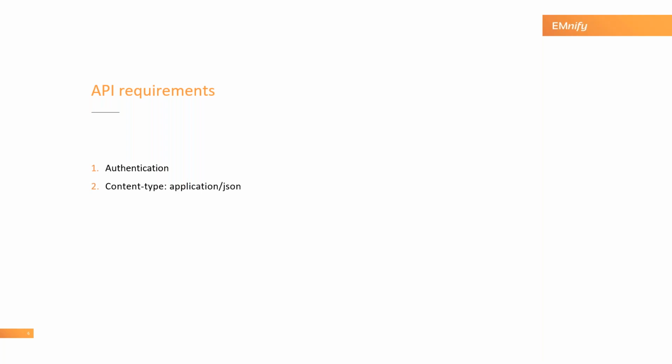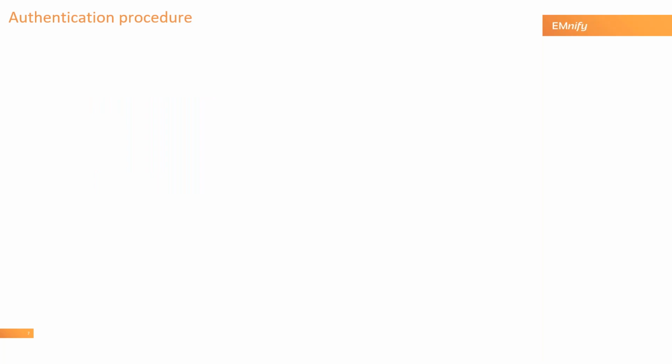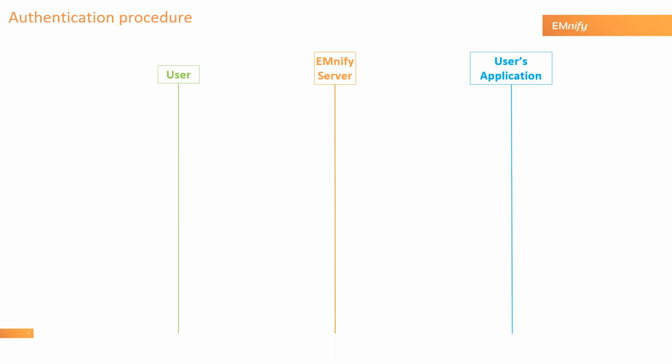So let's see how the authentication works. Basically, as a customer of EMnify, you have an account and your user, which has access to the EMnify user interface, and you can authenticate with your credentials. What you want to do is give access to your application. You want your application to be able to use the EMnify solution's possibilities.